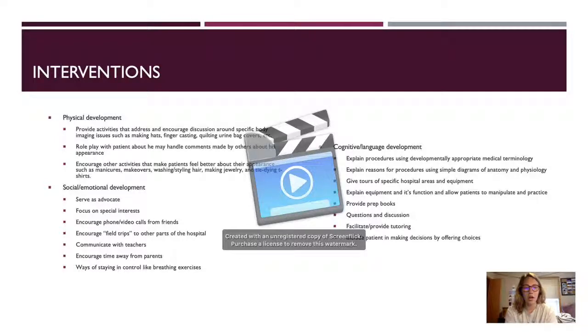So for the social and emotional development, you can serve as an advocate, you can focus on their special interests, you can encourage phone and video calls from friends, there are field trips to other parts of the hospital, communicate with teachers, encourage time away from parents, and ways of staying in control like breathing exercises. The part about ways of staying in control like the breathing exercises can be really important, especially when they feel like they can't control their bodies due to their type 1 diabetes, and so that one can be used especially when they're not in the hospital.